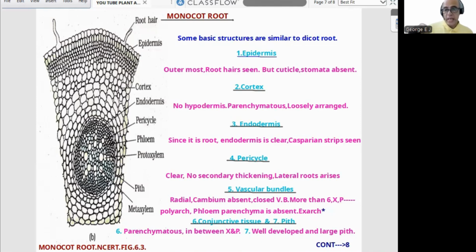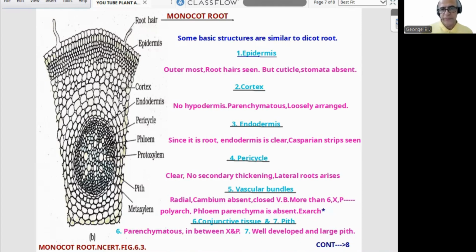Phloem parenchyma is absent in monocots. We studied this in tissues; now it is the arrangement. Then conjunctive tissue and pith. Again, it is parenchymatous, in between xylem and phloem. Pith is well developed, and a large pith can be seen in monocot.